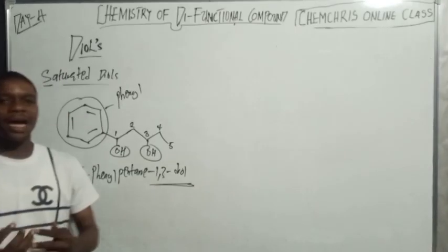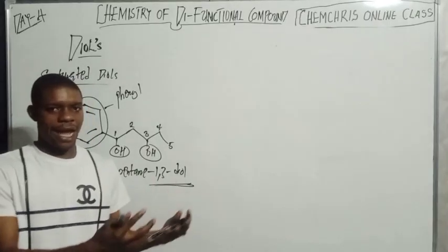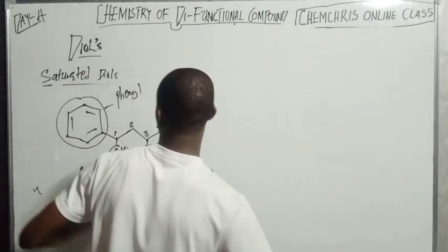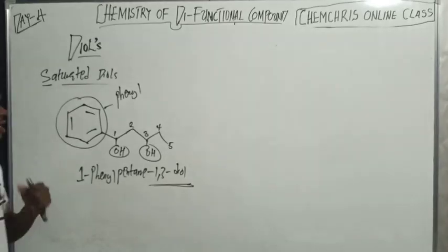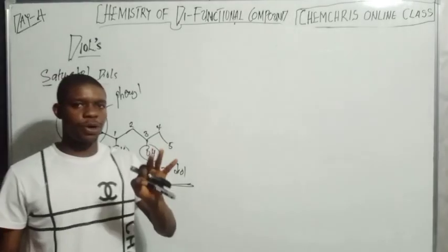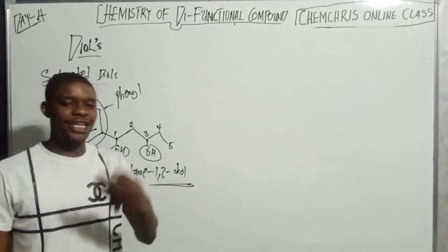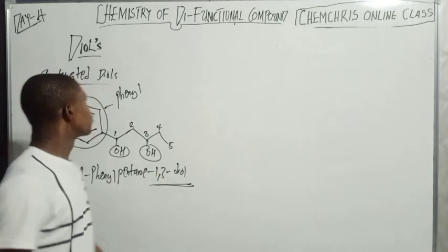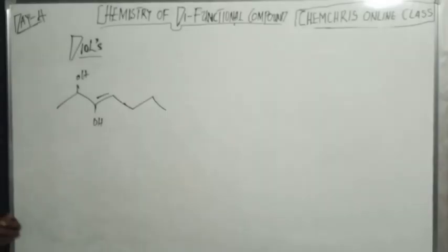Do you understand? So I really want you to master how to name diols. This is when you have a saturated compound, that is only single bonds. Now what about when you have a double bond and a triple bond? How are you going to name that? That is the next one we're going to look at.